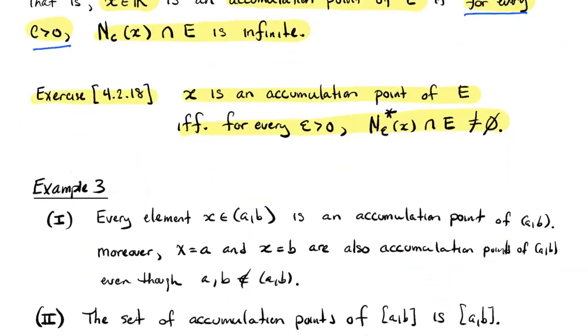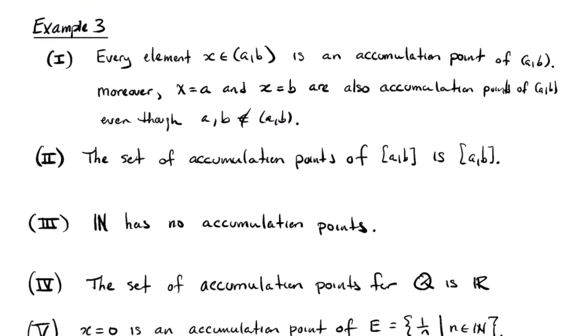Let's look at some examples. Going back to our open intervals first. If you take any element of an open interval, it's an accumulation point of that interval. Yeah. So are its endpoints. The endpoints of an open interval are accumulation points of the open interval, although they're not in there. So this points out that, yeah, you don't have to be in the set to be an accumulation point. I'm going to leave the details to you, passing more of this on to you.